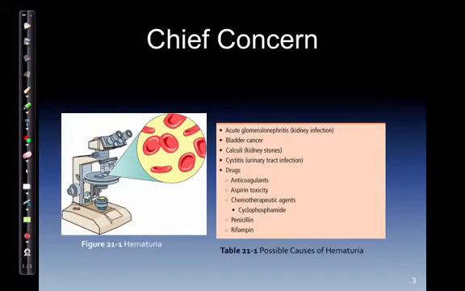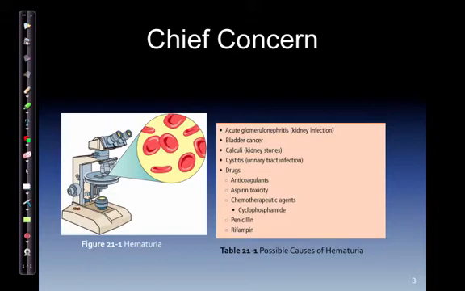Chief concern. This is figure 21.1 of hematuria. Hematuria is the appearance of frank blood in the patient's urine. Occult blood is blood that is not visibly found. So if we're looking for occult blood, sometimes there's a blood positive in urine, but it isn't until we actually have a test strip that will look for non-visible blood.